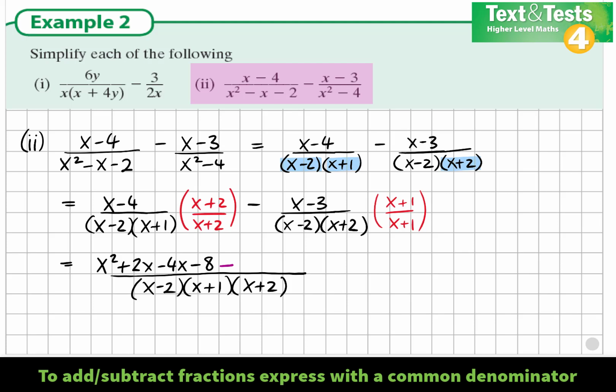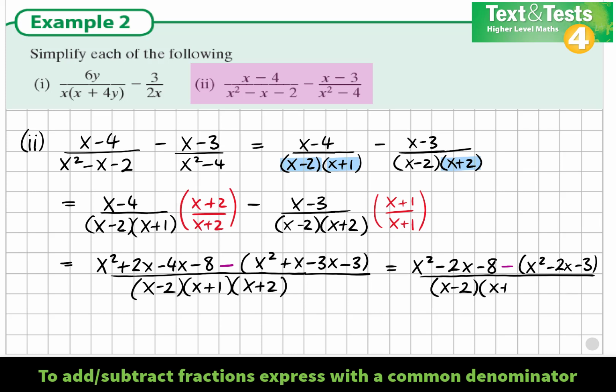Be careful with the sign here because we're taking away the total when we multiply x minus 3 by x plus 1. So I'm just going to tidy up the numerator here, adding like terms. Then we're going to subtract what's in the brackets, so we're going to change the signs of what we're taking away.